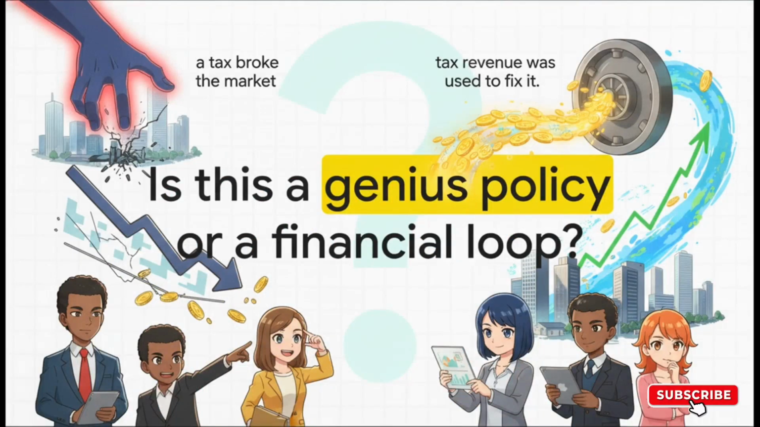Right off the bat, this brings us to the central paradox of our source material. And honestly, I want you to keep this question in the back of your mind as we unpack this whole timeline. Basically, first, a tax broke the market, and then the revenue from that exact same tax was used to fix it. So, is this a genius policy or just a financial loop? It's a pretty incredible premise, right? We're looking at a situation where the cure and the cause are literally tied to the exact same pot of money. Now, we're not here to take a political side on whether the tax itself was right or wrong. Instead, we're going to impartially examine the sheer raw mechanics of this economic phenomenon and see exactly how it worked.